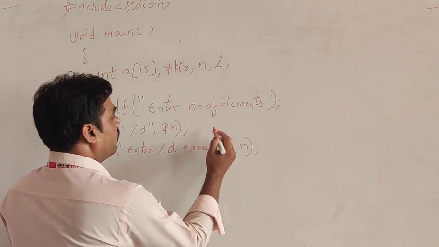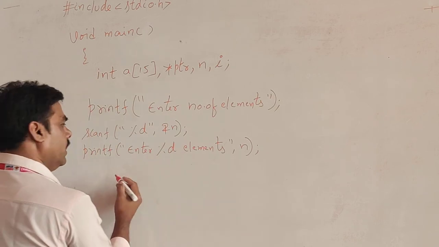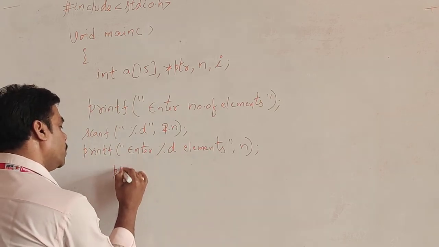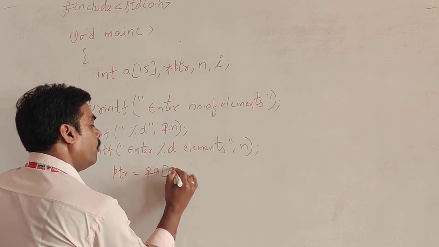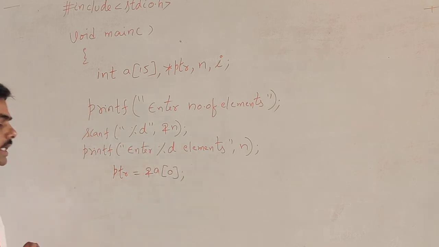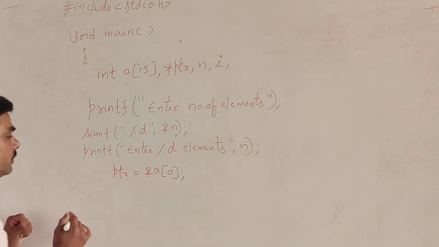How to assign this one? Here, can I assign one of the statements? Simply, yes: ptr is equal to ampersand a of 0. Now ptr is pointing to the starting address of the array. Now simply read, no?